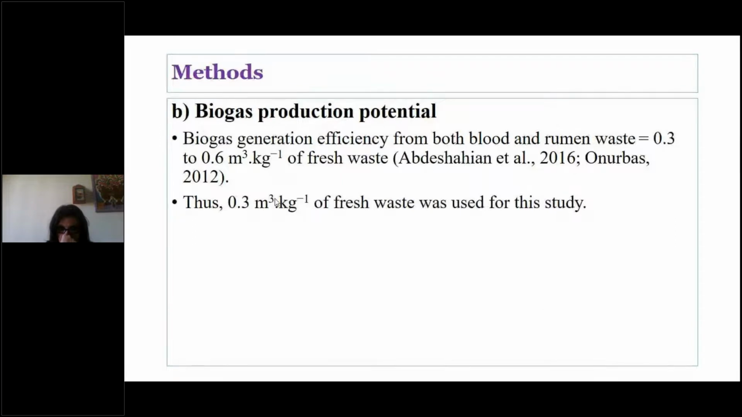Another point is the way we calculated biogas production potential. Biogas generation efficiency from both blood and rumen waste ranges from 0.3 to 0.6 cubic meters per kilogram of fresh waste. In this study, we used 0.3 cubic meters per kilogram of fresh waste.